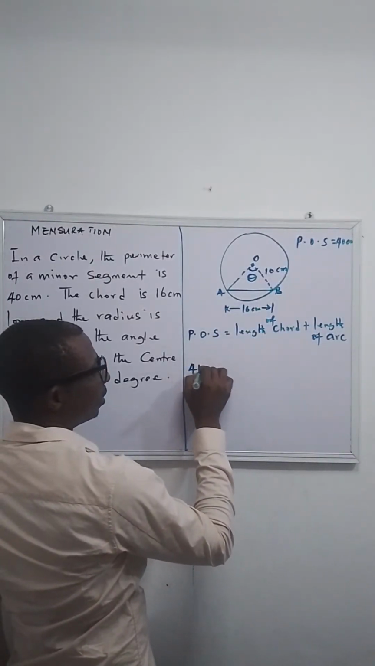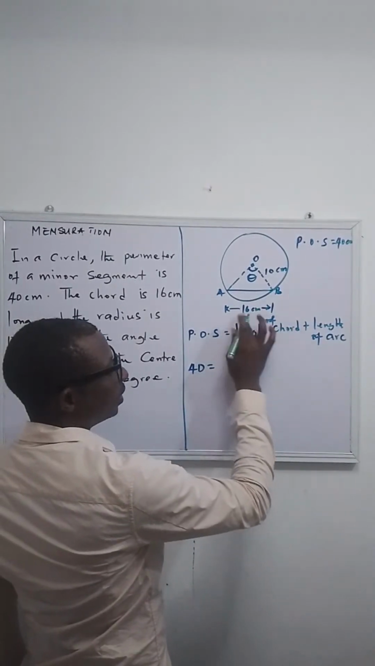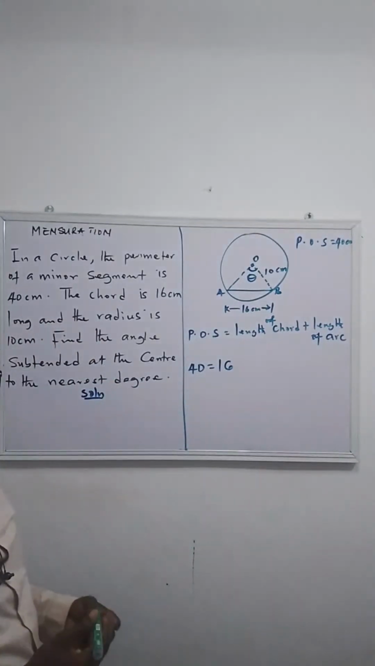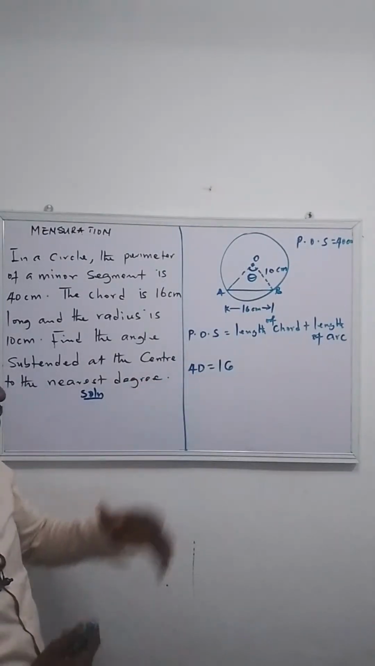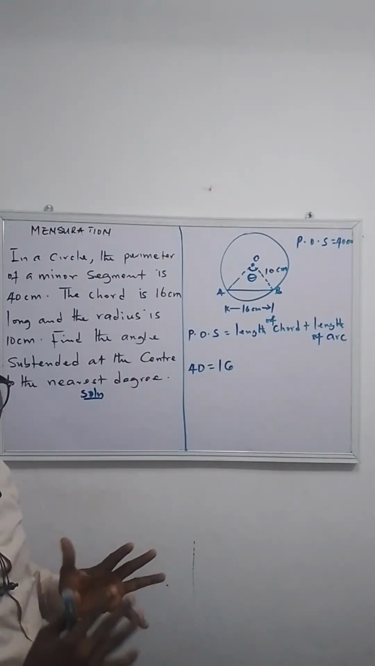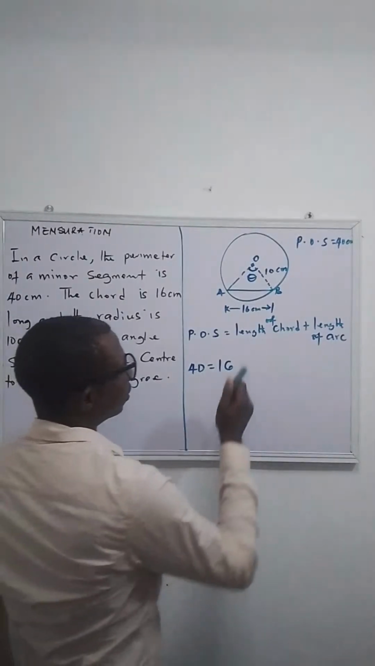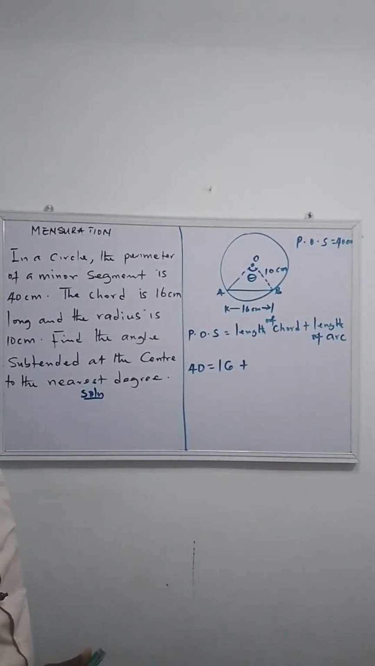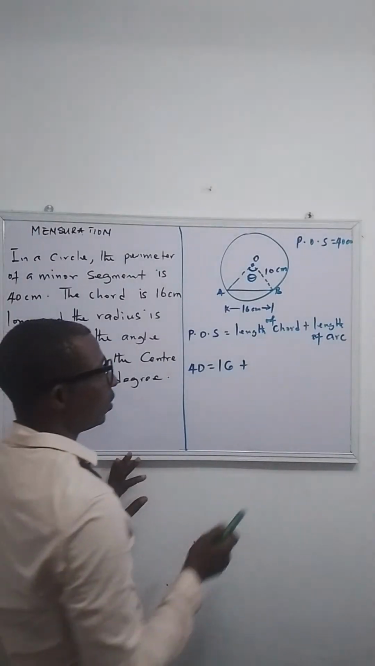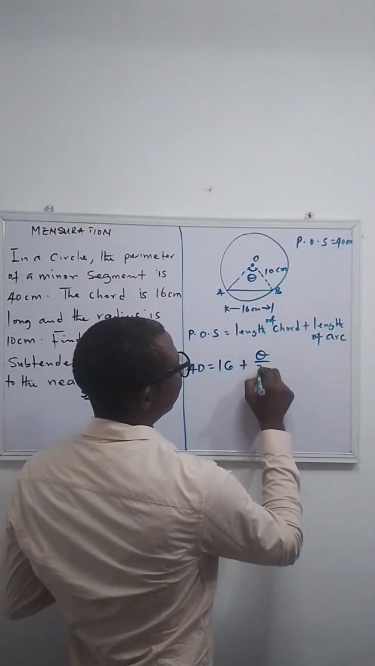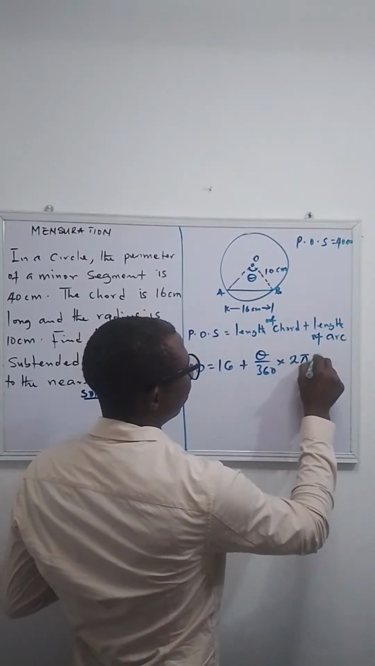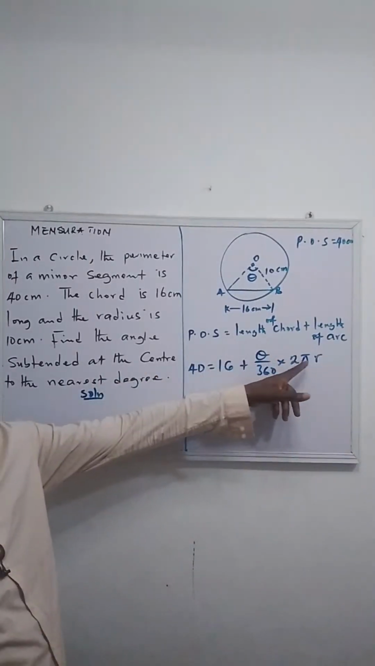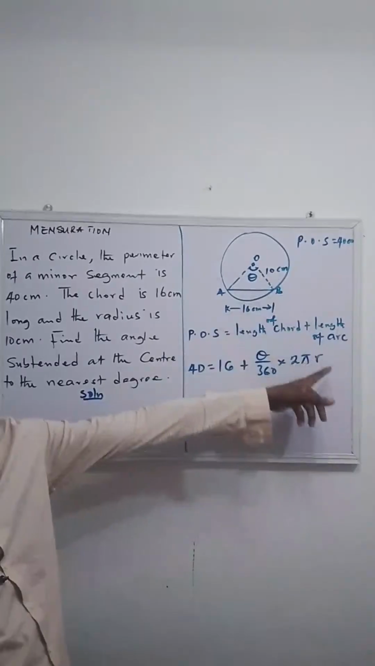We have 40 equals the length of chord, which has been given. That's 16. So I have 16. You can see the reason why you don't need to cram the formula. If you cram the formula, you'll be having issues. So you don't need to cram the formula, understand the formula. Plus the length of arc. The length of arc is not given, but we know the formula: theta over 360 times 2 pi r. Now I'm going to plug in the value of r, that is 10.